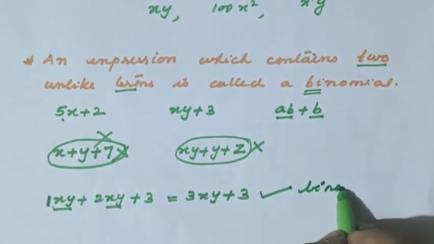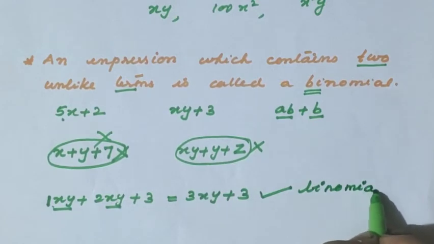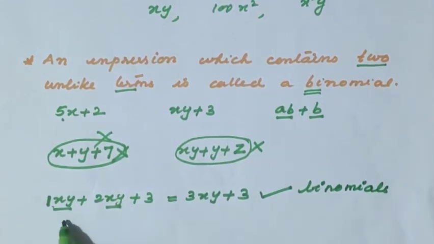Such questions you will understand when we do addition and subtraction. How to add like terms, how to subtract like terms, we will come to know that. So for now, for an understanding purpose, if you have any like terms, you should simplify and then write whether it is a binomial or a trinomial or monomial, like that.